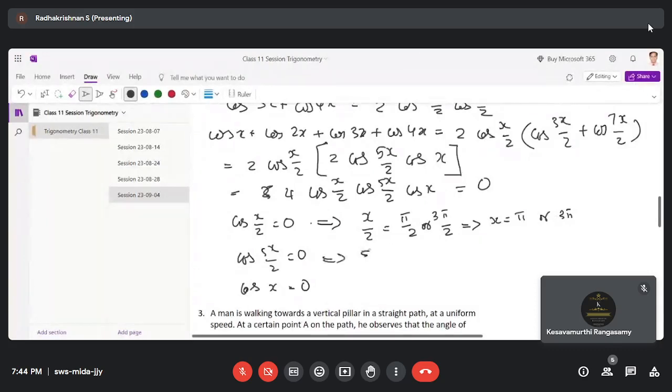Similarly, this one will give us, so that means 5x by 2 equal to pi by 2 or 3 pi by 2. This gives us x equal to pi by 5 or 3 pi by 5. So the possible values are pi, 3 pi, pi by 5, 3 pi by 5 and so on. So these 6 values you are getting.